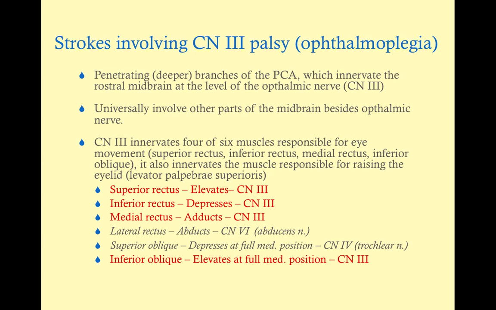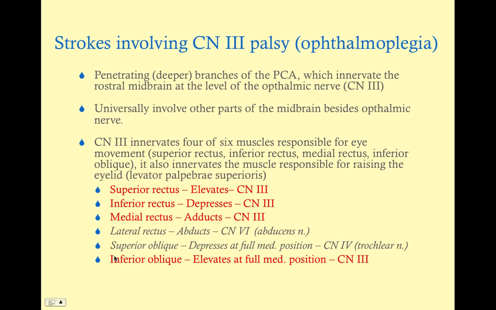So in your eyes, you have 4 recti muscles: superior rectus, inferior rectus, medial rectus, and lateral rectus. And then you've got superior oblique and inferior oblique. And these oblique muscles do a little bit of extra work on the side, but it's these 4 recti muscles that are the most important. So cranial nerve 3, the oculomotor nerve, innervates the superior rectus, the inferior rectus, and the medial rectus. It innervates all the rectus muscles except for the lateral rectus, which, if you were paying attention a few slides earlier, is innervated by the abducens nerve.